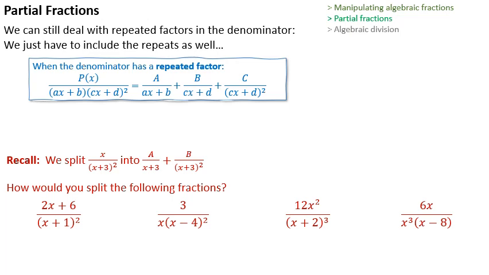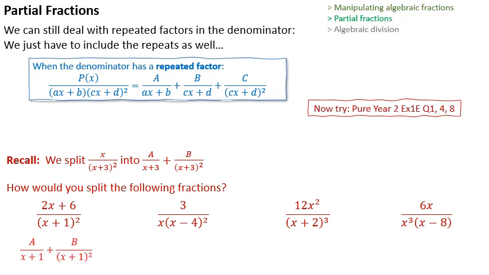All right, the first one has a single repeated root or a single repeated factor in its denominator, x plus 1 squared. So I'm going to have an x plus 1 and an x plus 1 squared. For the next one, there's an x, but there's also an x minus 4 and an x minus 4. So I'm going to have an x in my first fraction, an x minus 4 in my second one, and then an x minus 4 squared in my third one.